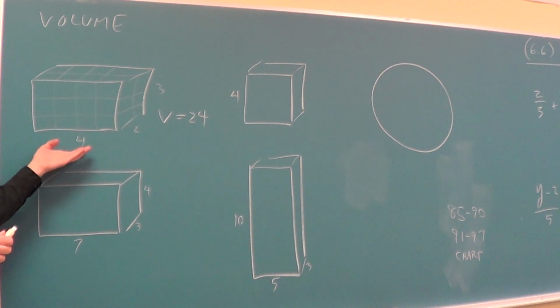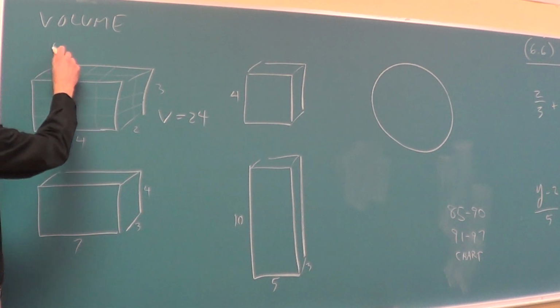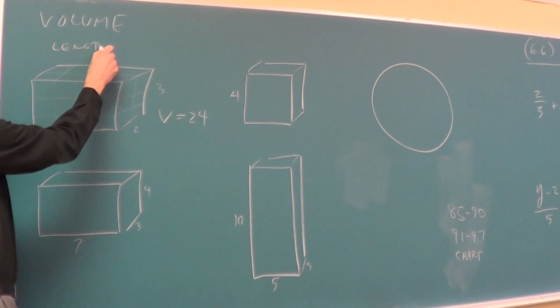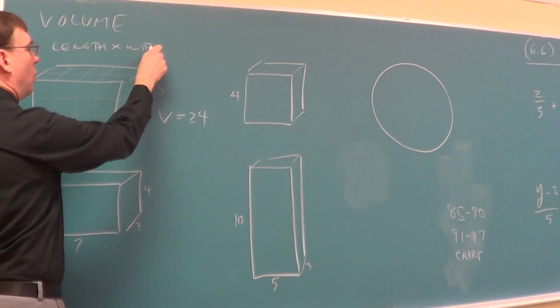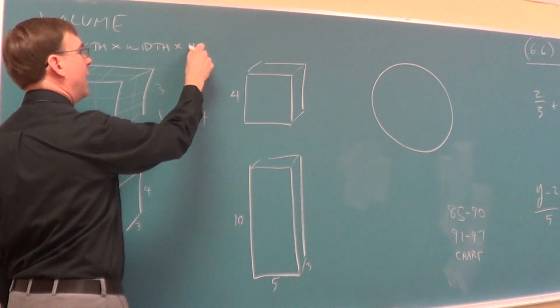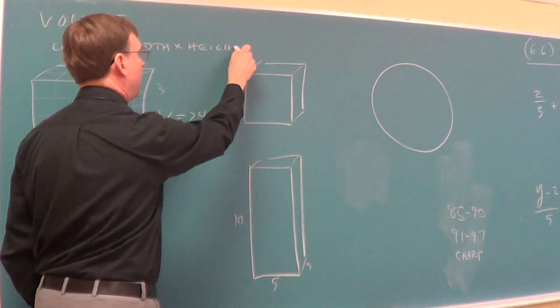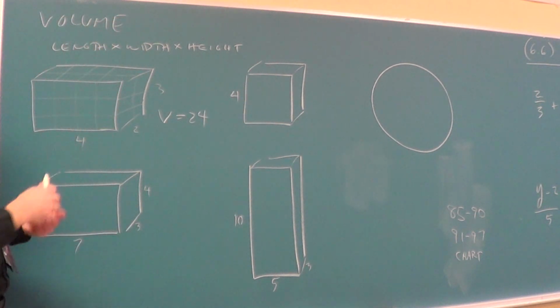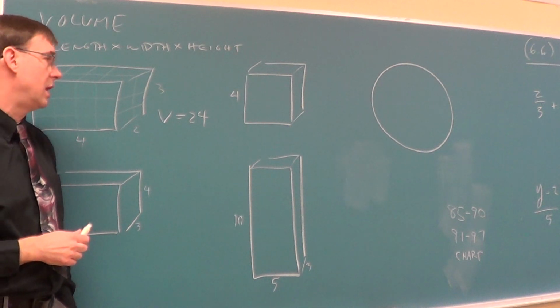What did we do to those numbers? We multiply. So you're going to want to multiply a length times a width times a height. There should be 3 dimensions on these boxes. You multiply those 3 numbers, and that's going to tell you what's in there.